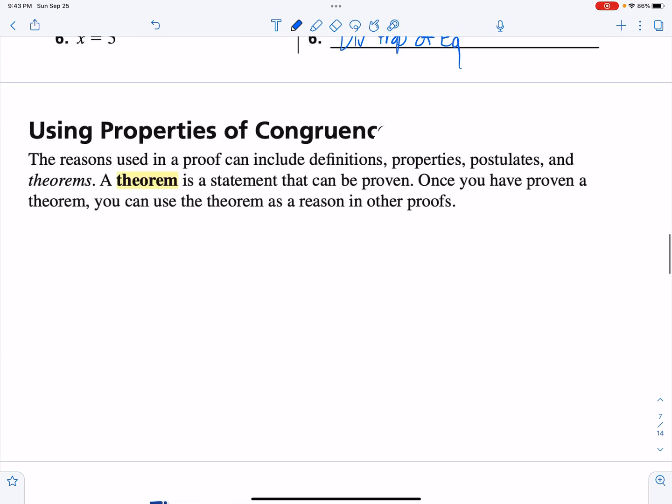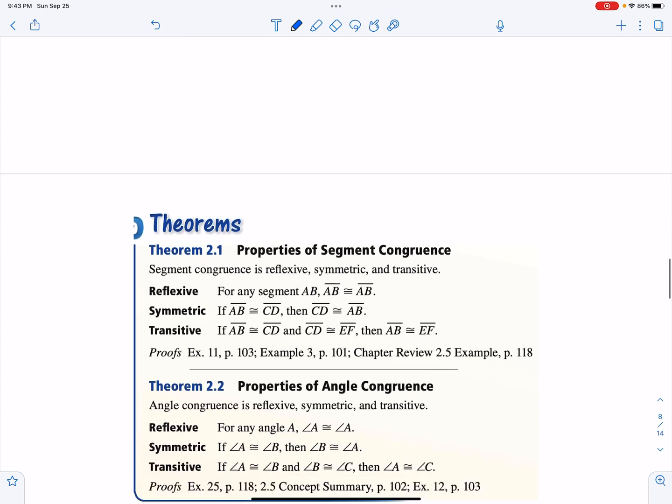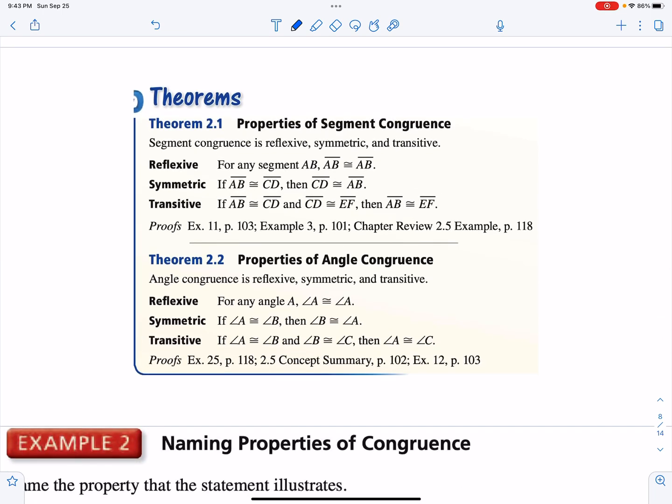Again, the reasons used in a proof can include definitions, properties, postulates, and theorems. A theorem is a statement that can be proven. Once we prove a theorem, you can use it to prove other proofs. So keep that in mind. Here are a list of theorems. Now, we're going to do a proof that's going to look really silly that proves one of these properties.